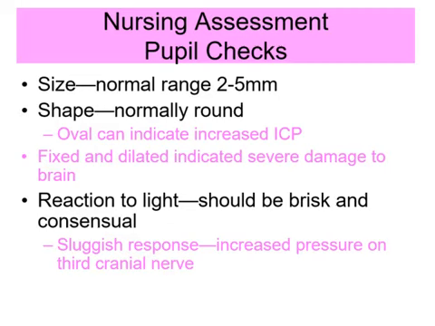Okay, so what sort of nursing assessments do we need to do for a patient who has had a stroke? We need to look at their pupils and the shape especially. We want those pupils to be round. Oval pupils can indicate increased intracranial pressure. Fixed and dilated pupils indicate severe damage to the brain. Those pupils should react to light and be brisk and consensual. A sluggish response means there could be increased pressure going on.